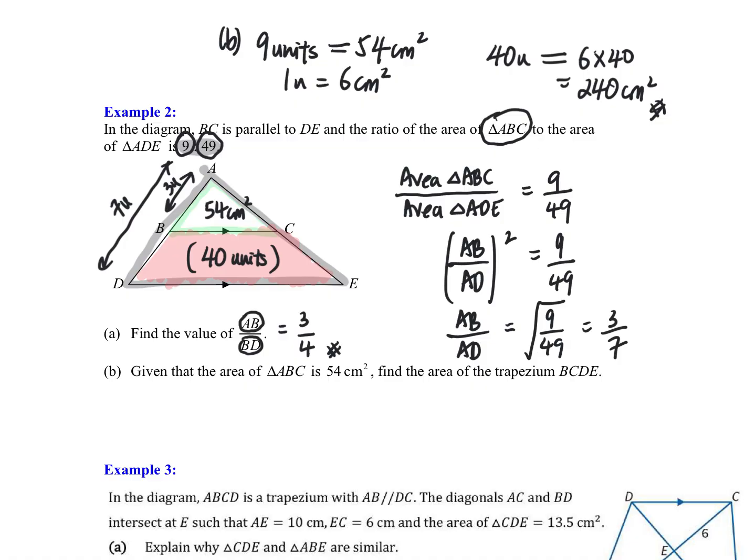So the second part is quite self-explanatory. Because the whole triangle, the big one, is 49 units. This small part here is 9 units only. So it tells me that the remaining trapezium is 40 units. So you just go and find the proportion accordingly.